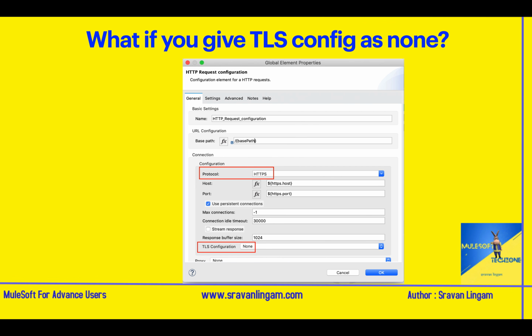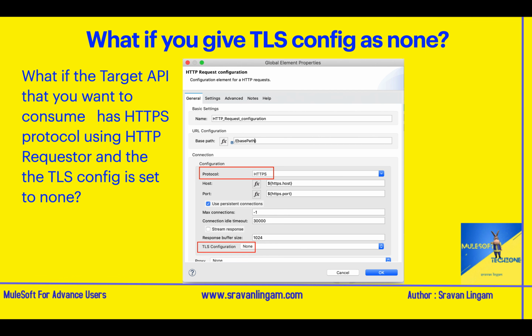A very basic question that you might get in an exam, or a general interview question: what if you set the TLS config as none? You know that when we are connecting to an external system through an HTTP requester, and it is an HTTPS protocol, as you can see on the screen the protocol is HTTPS, but you are still setting the TLS configuration as none. What will happen? What if the target API that you want to consume uses the HTTPS protocol through the HTTP request, and the TLS config is set to none? Well, there are two scenarios.